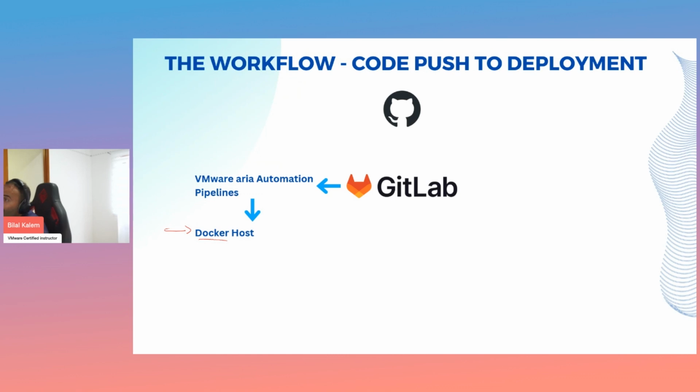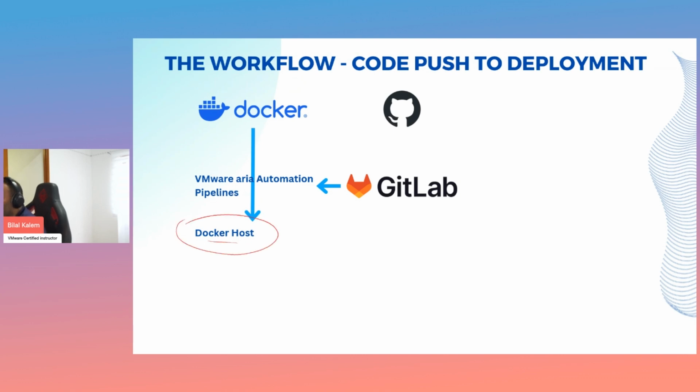So, like I say, the Aria Automation pipeline will instruct the Docker host to pull a container image from Docker Hub, hub.docker.com. Once the image is downloaded, the Docker host spins up a container where all our operations take place. So we will do many actions in this Docker host.